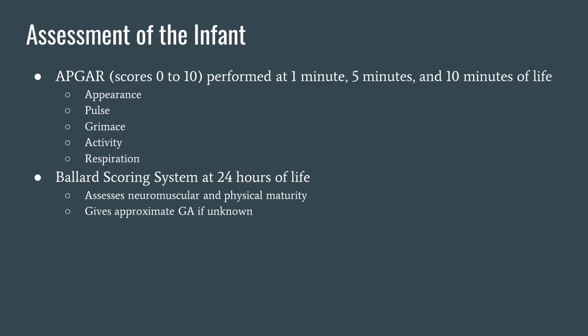If the baby's APGARs are from 7 to 10, that means they're normal, and if they're below 3, it requires immediate medical attention. And these are performed at 1 minute, 5 minutes, and 10 minutes after birth. The Ballard scoring system is performed at 24 hours of life, and it assesses the neuromuscular and physical maturity of the baby. If we don't know the gestational age of the baby, this can also help give us an estimate of what it should be.